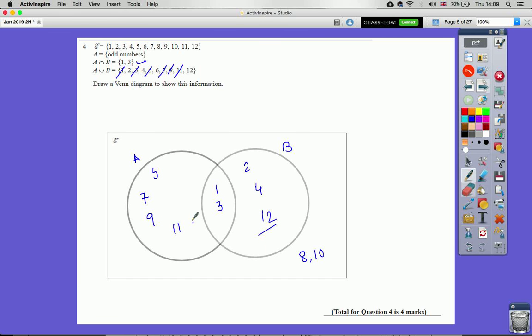So let's test now. Have I got all the numbers from 1 to 12 which is in the universal set? I've got 1, 2, 3, 4, 5. Oh, so 6 will be here as well. I missed that out. 6 is there. 2, 4, 6 and 12. Okay. So I've got 1, 2, 3, 4, 5, 6, 7, 8, 9, 10, 11 and 12. And that is your Venn diagram done.